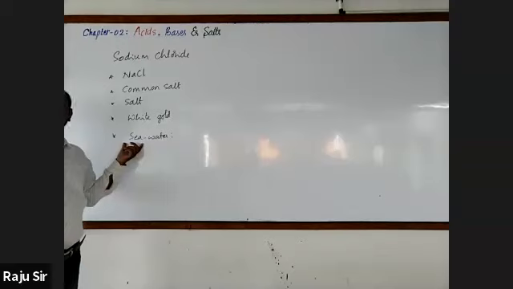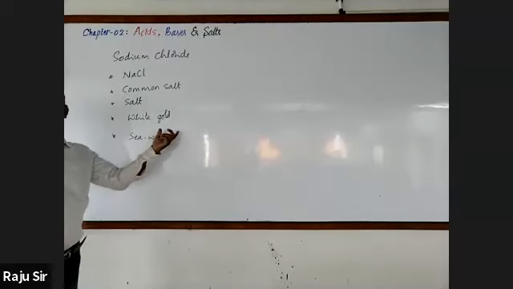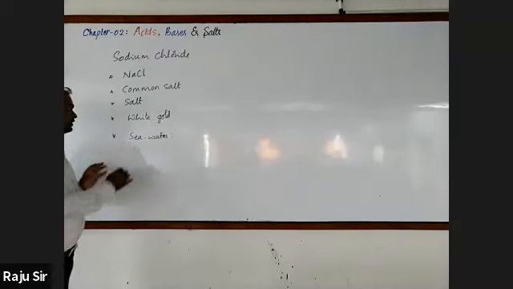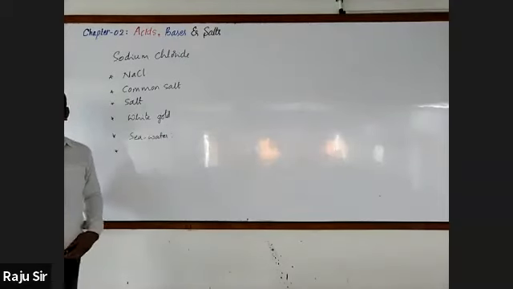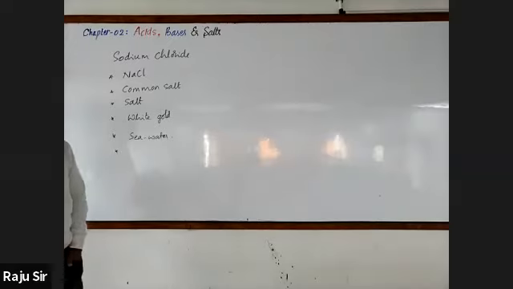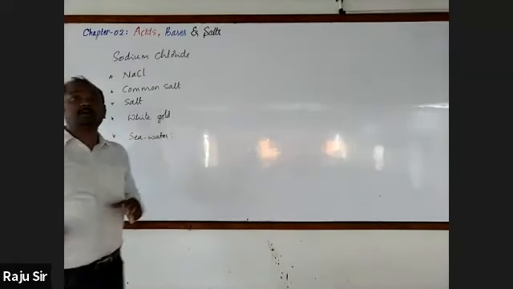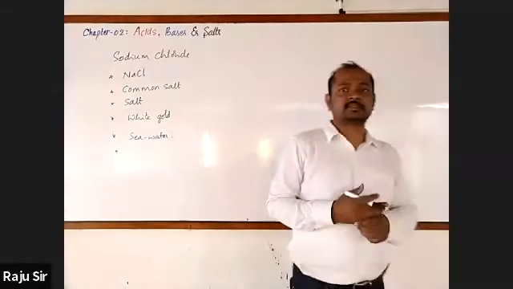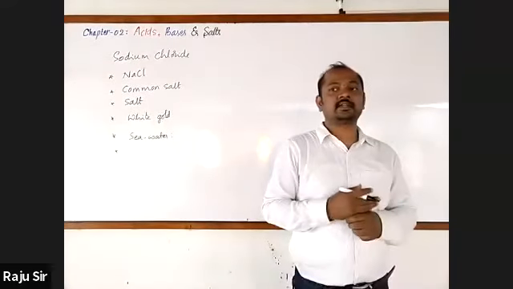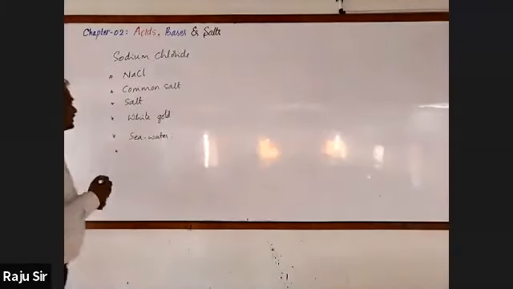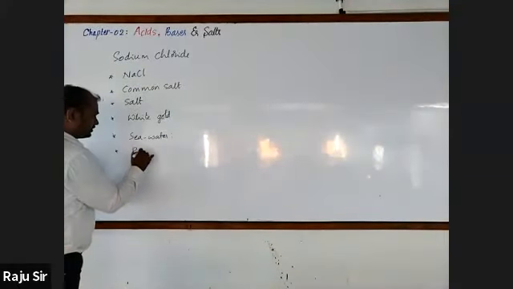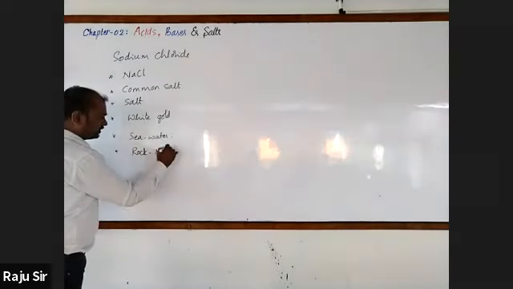So the common salt is obtained from the sea water by a process called evaporation. It is also available as big rocks in the earth's crust. And we call such salts crystal salt, or rock salt.